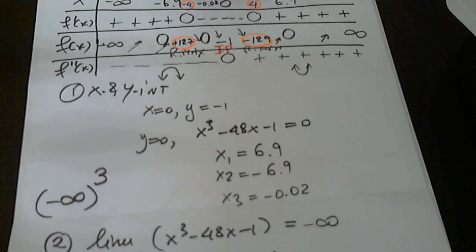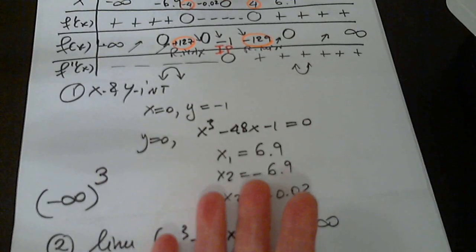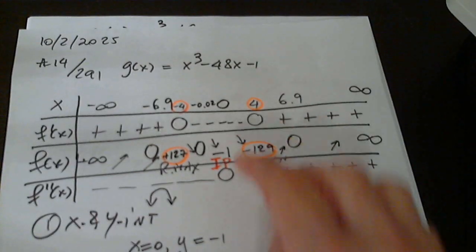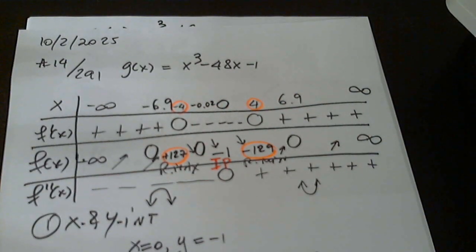I'm sorry, I'm still looking at negative 6.9, sorry. So at negative 4, this is the error of the calculator, 0.000001, and y equals 127. We don't need a calculator. We can do our work perfectly. Negative 4, comma 127. That was the relative max.